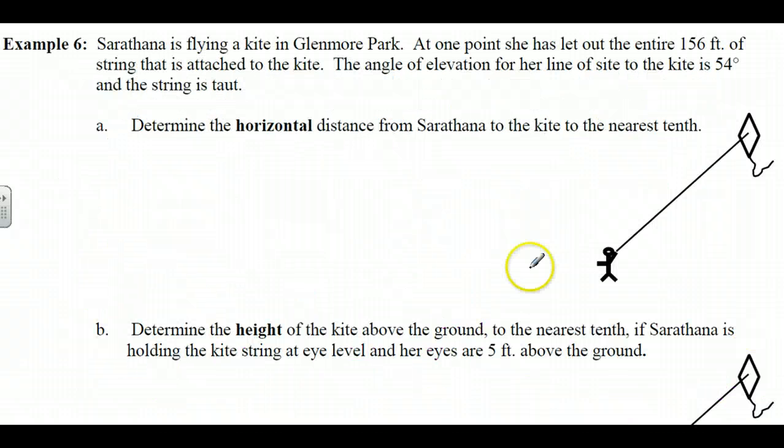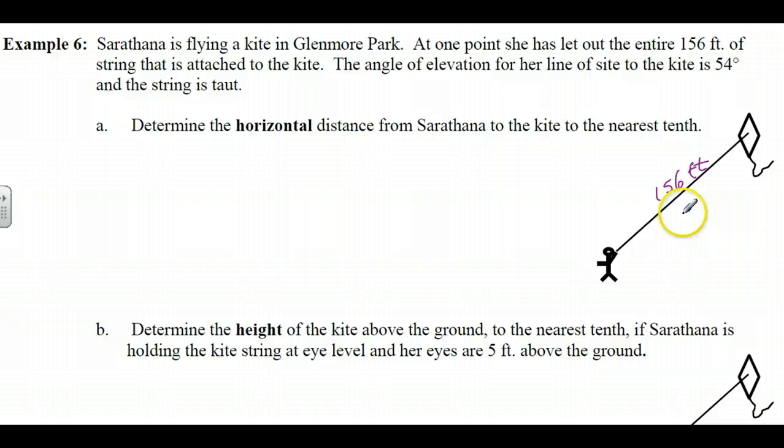And continuing on, example 6. Samantha is flying a kite in Glenmore Park. At one point, she has let out the entire 156 feet of string that is attached to the kite. So this is the string here. This will be 156 feet of string.